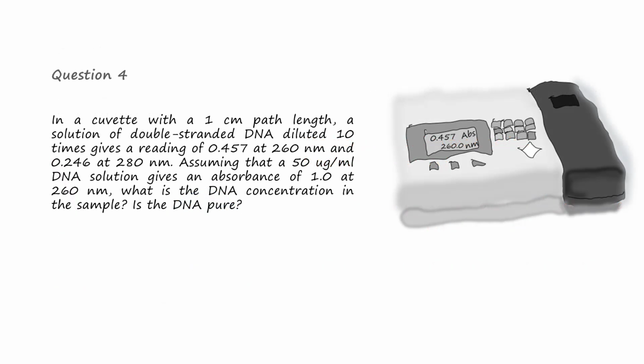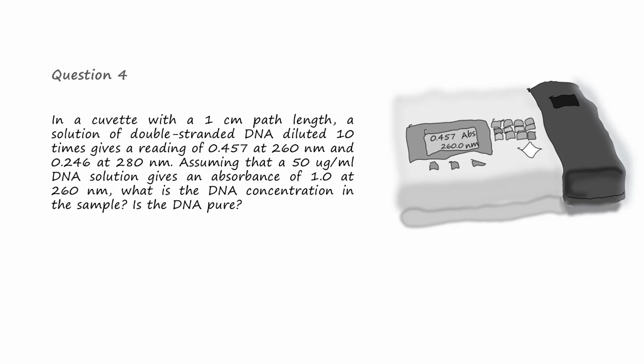Question 4. In a cuvette with a 1 centimeter path length, a solution of double-stranded DNA diluted 10 times gives a reading of 0.457 at 260 nanometers and 0.246 at 280 nanometers. Assuming that a 50 microgram per ml DNA solution gives an absorbance of 1 at 260 nanometers, what is the DNA concentration in the sample?